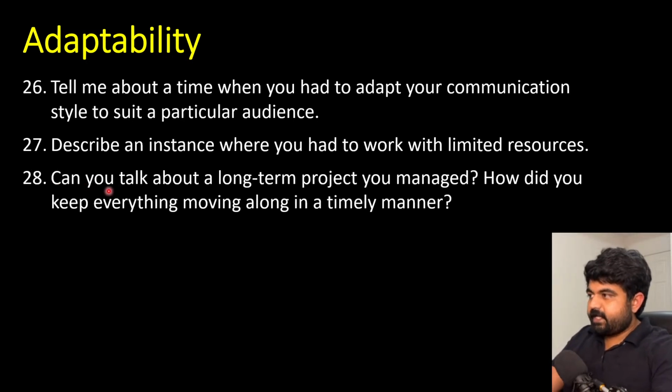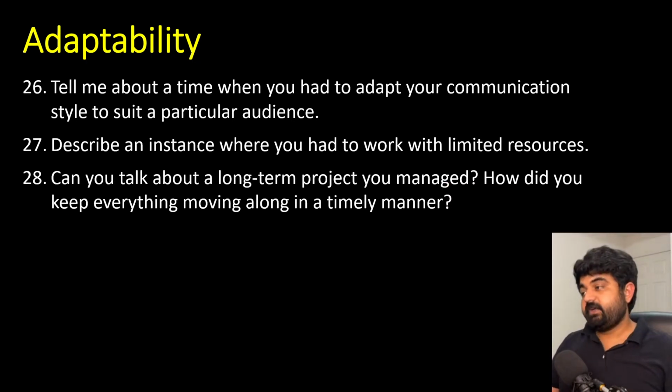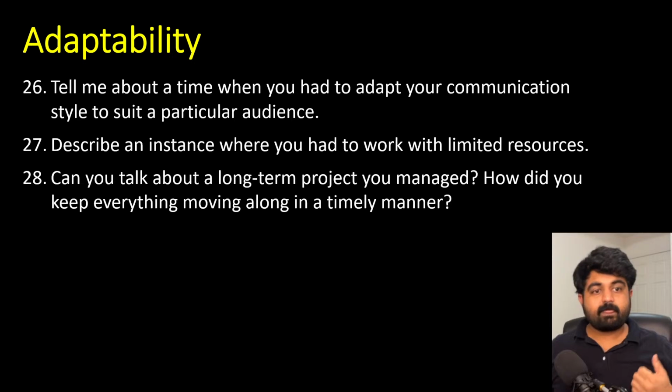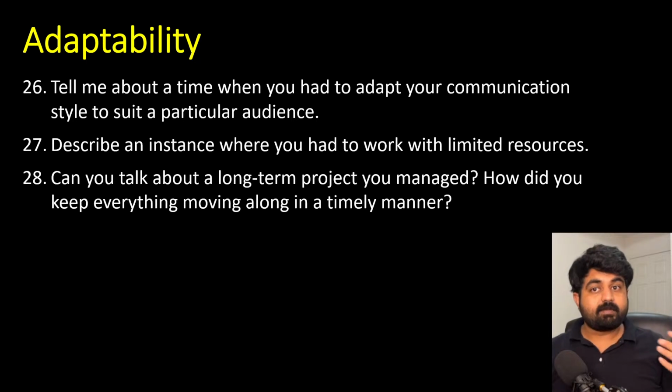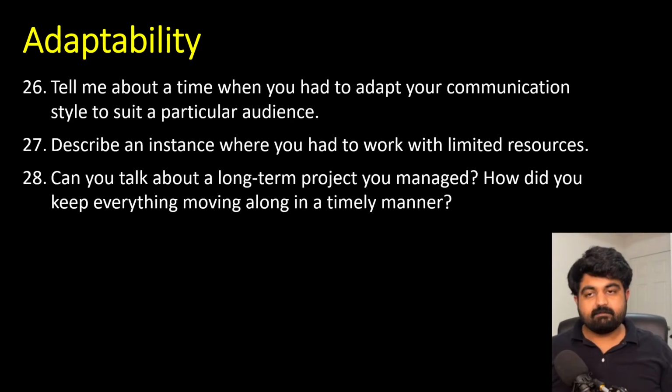Question number 28. Can you talk about a long-term project you managed? How did you keep everything moving along in a timely manner? This is a very genuine scenario, because many times in long running projects, you have teams that change, requirements that change, technology that changes, maybe suddenly the priorities change. So how do you keep everything intact? How do you keep everything on track?